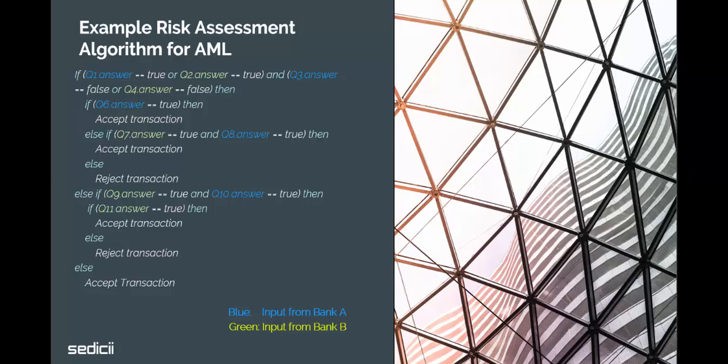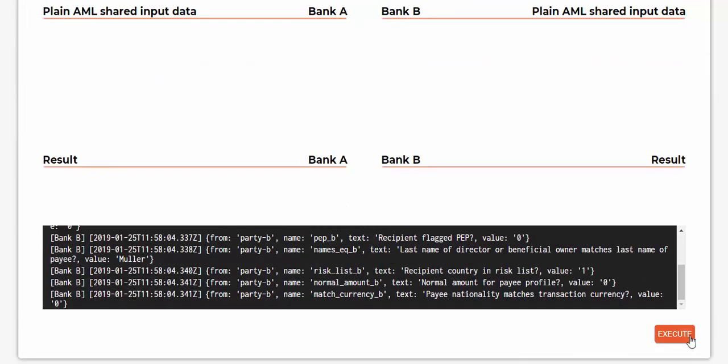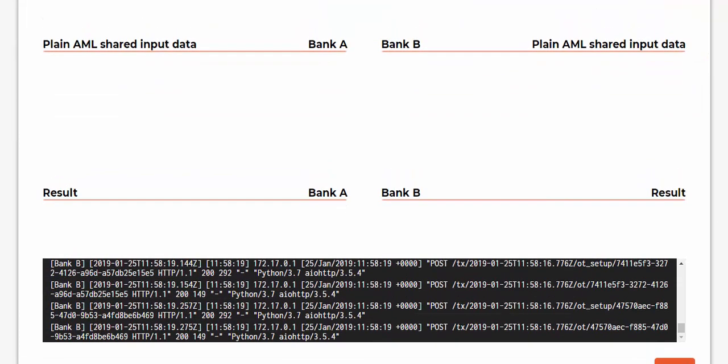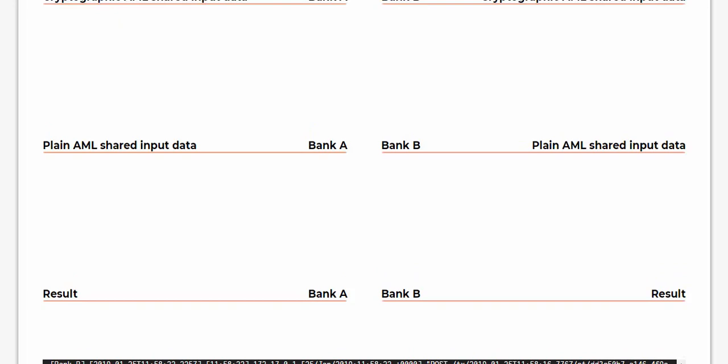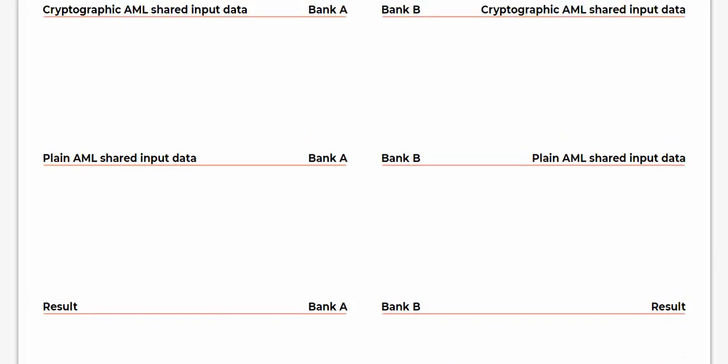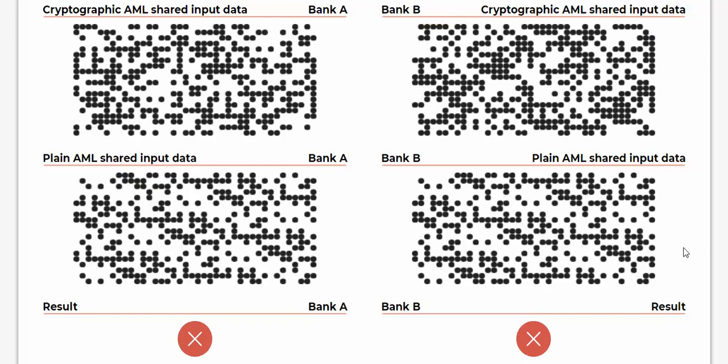So, this algorithm consumes customer information from both banks and returns a decision on whether to accept or reject the transaction. Now the banks execute our cryptographic protocol that enables them to compute the result of the risk assessment algorithm without having to share the answers to the questions. The algorithm recommends to reject the transaction.